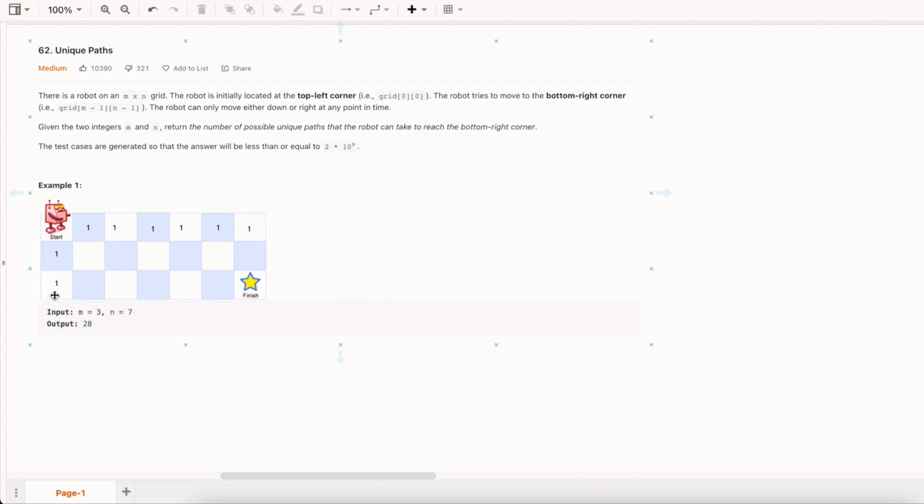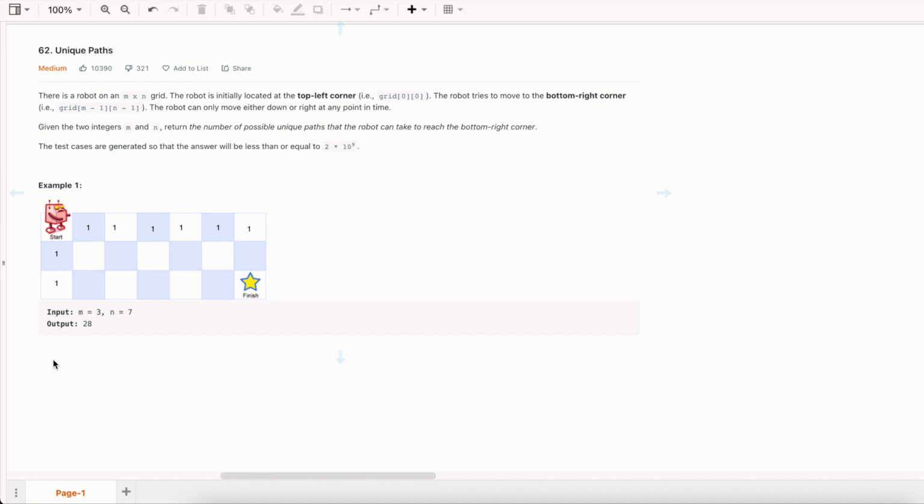Similar to this, in the first column there is only one way. The robot will keep on going down and can reach each particular cell only one way. To reach this particular cell, there's only one way. To reach this cell, there's only one way. And for any number of rows, there would have been only one way of reaching there.